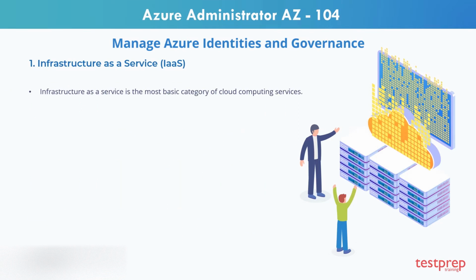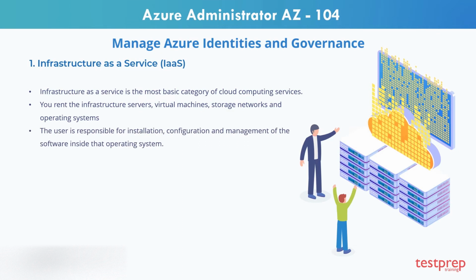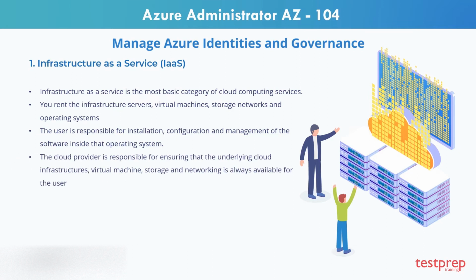Infrastructure as a Service is the most basic category of cloud computing services. With Infrastructure as a Service, you rent the infrastructure: servers, virtual machines, storage, networks, and operating systems. The user is responsible for installation, configuration, and management of the software inside that operating system. But the cloud provider is responsible for ensuring that the underlying cloud infrastructure, virtual machine, storage, and networking is always available for the user.